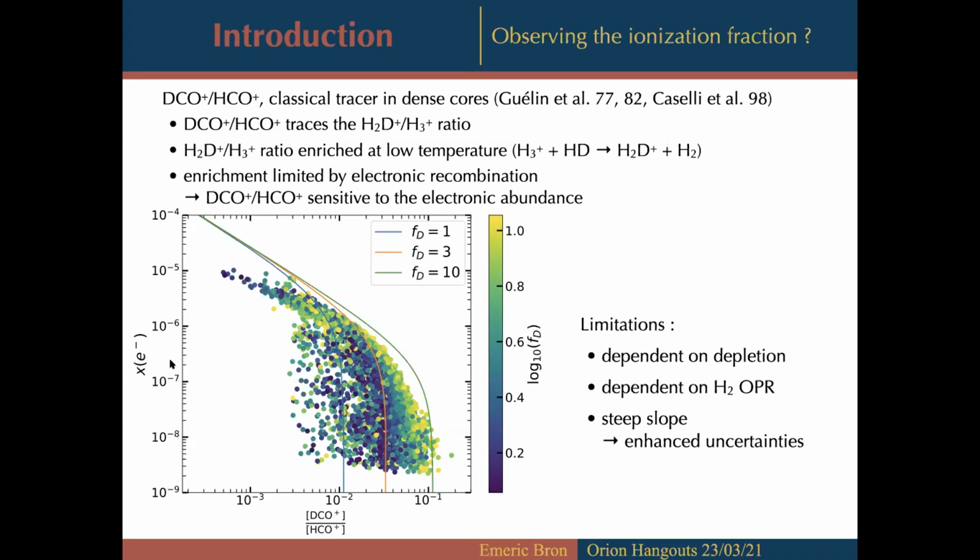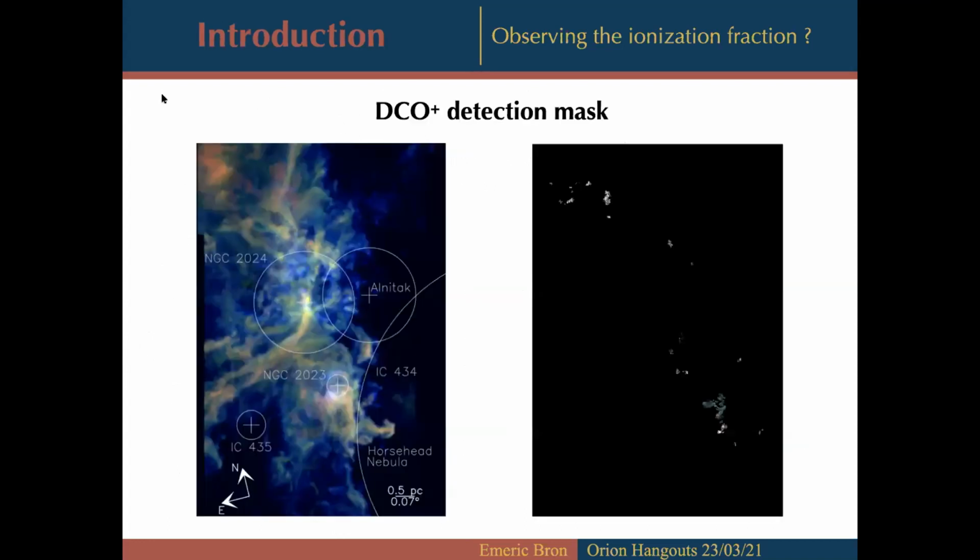But before all those limitations, in our case, there is one even stronger problem, which is simply that if we look, so this is only the first square degrees of our Orion B observations. If we look at the detection masks of DCO+, we see that we only detect DCO+ in the densest cores, and this represents only an extremely small fraction of the surface of the maps that is observed. So if we want to have an exhaustive view of the ionization fraction in a GMC, including in the more diffuse envelope of the cloud, we need to find new tracers for tracing the ionization fraction.